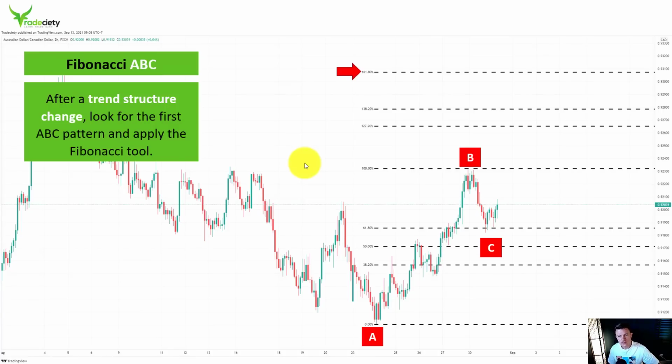So a first tip would be to look for a Fibonacci sequence, an ABC, into a new trend. So when the market is going from downtrend here to an uptrend, what I do is I look for the first ABC pattern. And then you draw your Fibonacci tool from point A, the lowest point usually of the previous downtrend, to point B, which is the first swing point on the way up. So you can see the market broke the last swing high here. Then it came to an end and it gave us the retracement. You can see we have A, B, C. We have a perfect 61.8 retracement.